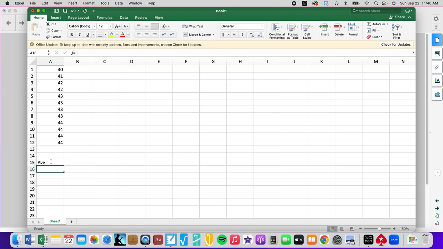The average is 45. So if we take the absolute difference, so equals the absolute difference of the point minus the average, which is 45, and hit enter, that means this difference is 5. And then I'll drag it down, and what that does is it copies it.